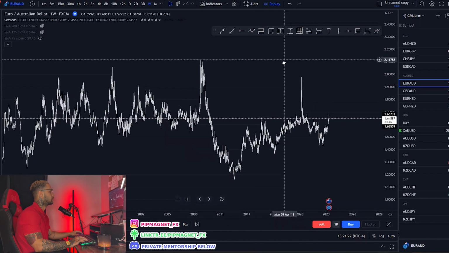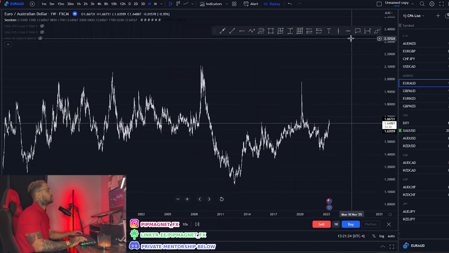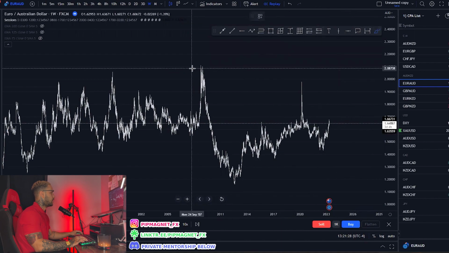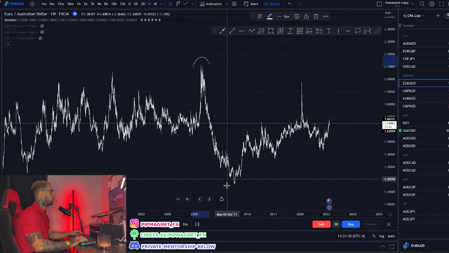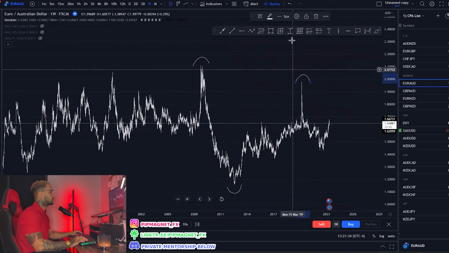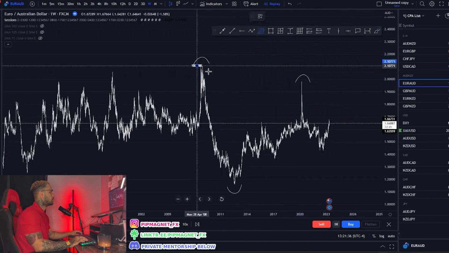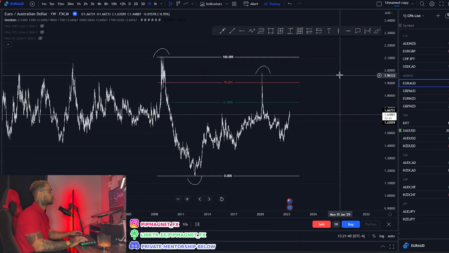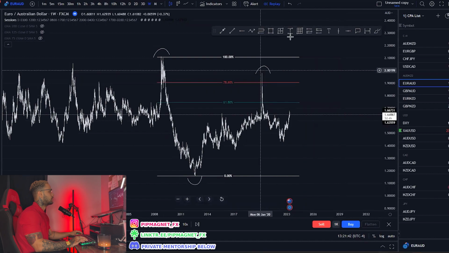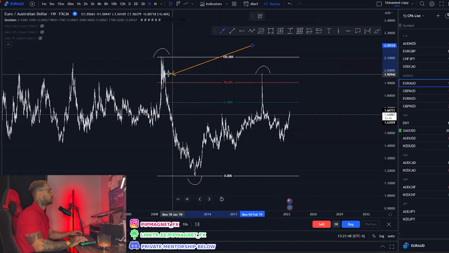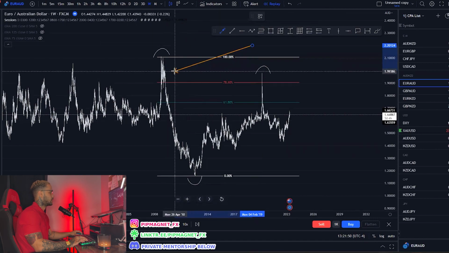Taking a look at the weekly on Euro Aussie dollar. Let's just mark out our structure, okay? So we have a high here, we have a low here, and we have a high here, okay? We can mark out our range using our fib from left to right, and we can see that we're coming from a higher time frame mitigation of this area, right? This tapped into a supply zone here, and that's why price is bearish now, okay?